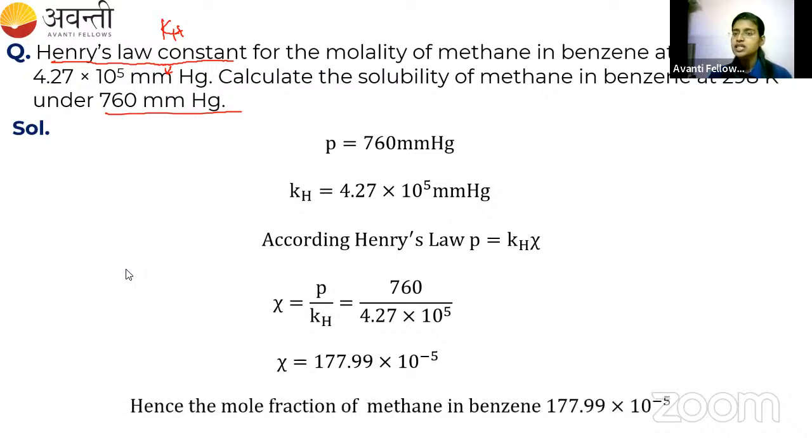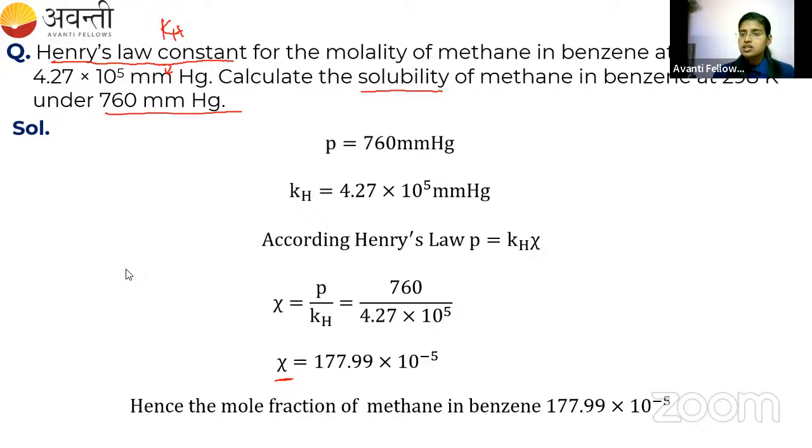Hence, the mole fraction of methane in benzene is 177.99 into 10 to the power minus 5. So, solubility here is nothing but the mole fraction. Got it? Very good, Rohit Munkalan. You have given me the correct answer. Students, is that clear to all of you?